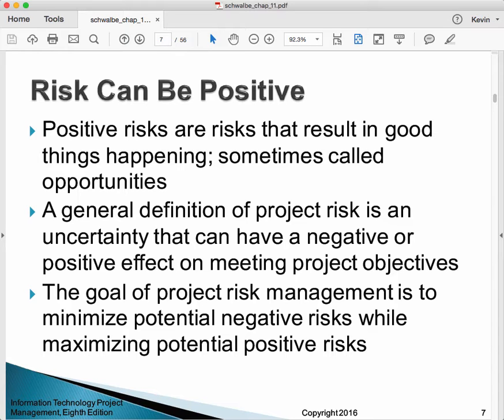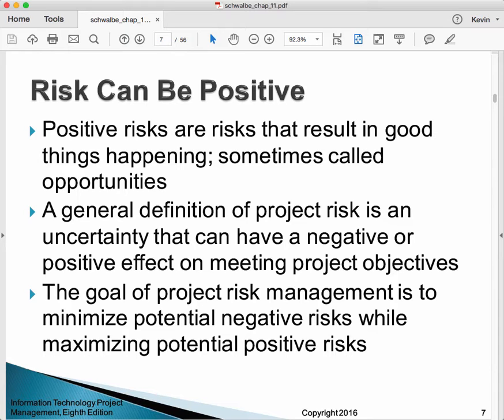So a general definition of project risk is an uncertainty that can have a negative or positive effect on meeting project objectives. So it's variability, it's uncertainty. The goal of project risk management is to minimize the negative risks while maximizing the potential positive risks.